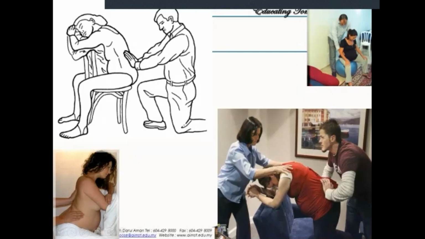Okay, so for breastfeeding, you need to teach them the positions for breastfeeding. And in the sixth week, you have to teach postnatal exercises. So again, we will be seeing all these things.